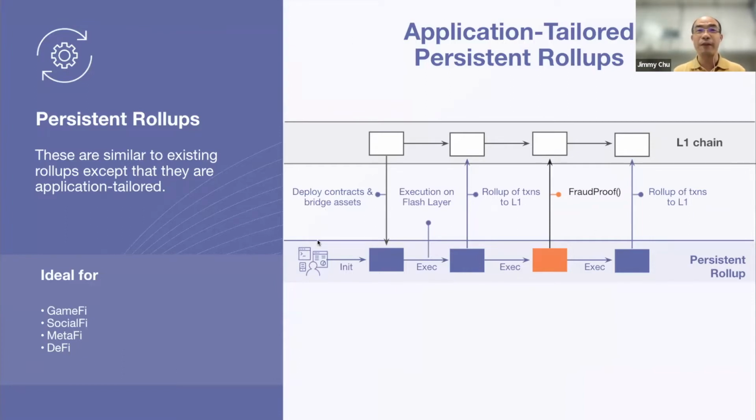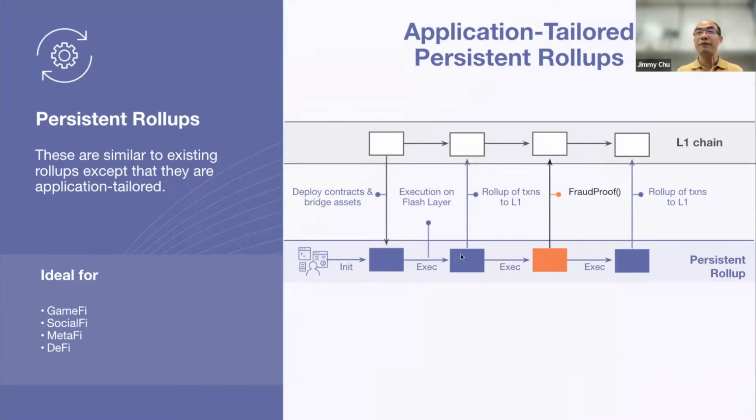So looking at this diagram, the whole life cycle, again, we see that the project owners would want to initiate the whole smart contracts and everything on the L2.